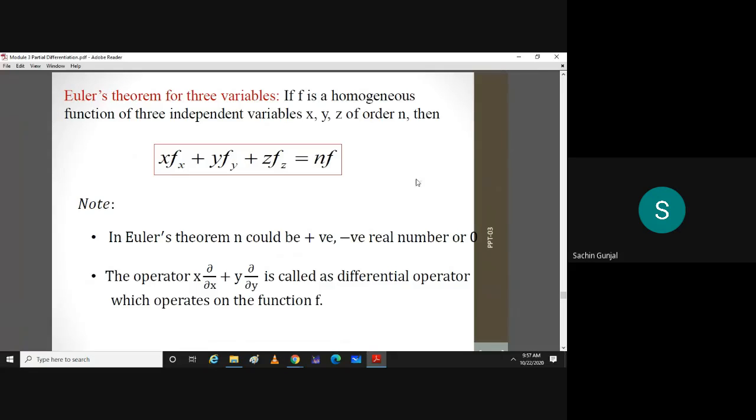So you can generalize that theorem. Somebody has unmuted. Please mute yourself.